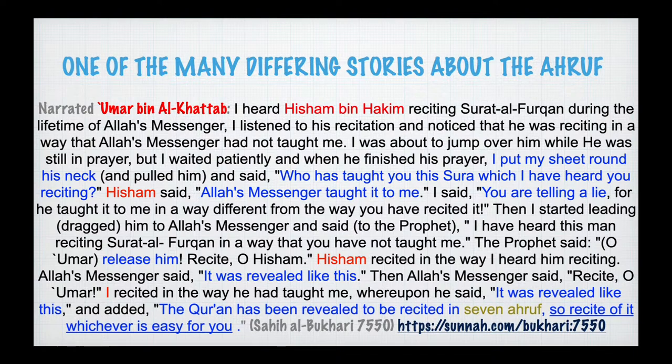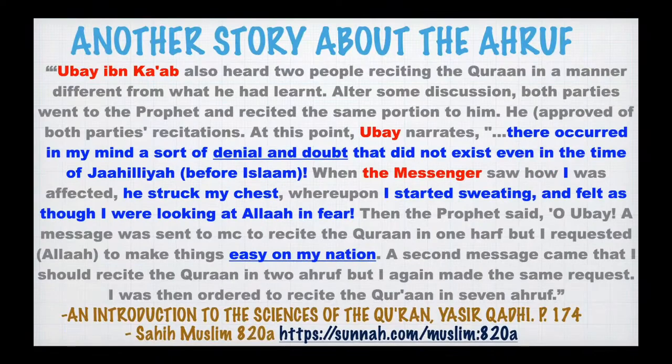Now, there are multiple versions of this Ahruf story. Here's another one. This is one that Yasser Qadi mentions in his book, Introduction to the Sciences of the Quran, page 174, and there's the reference as well. It's in Sahih Muslim, and it's on Sunnah.com. So this is another version of the explanation of the Ahruf.